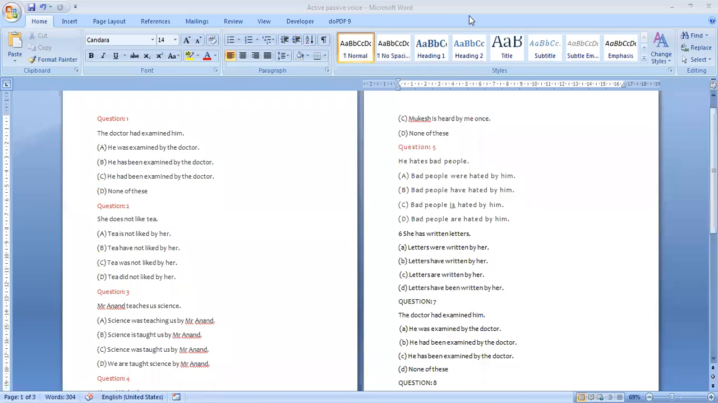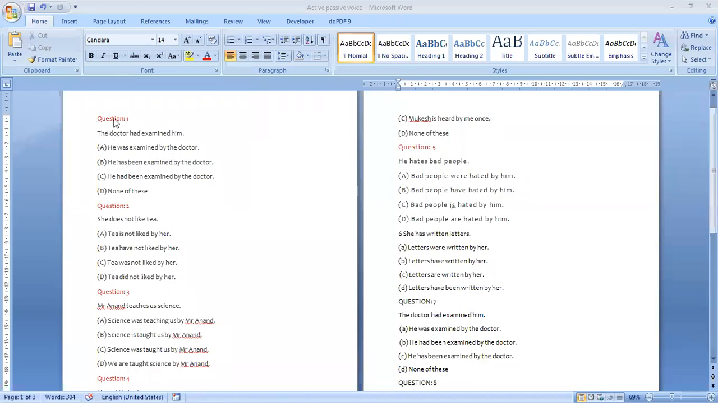Okay, let's see. See the first sentence here. The doctor had examined him. What is this? Active or passive voice? This is active voice, correct. And the correct passive form is, we will solve this.